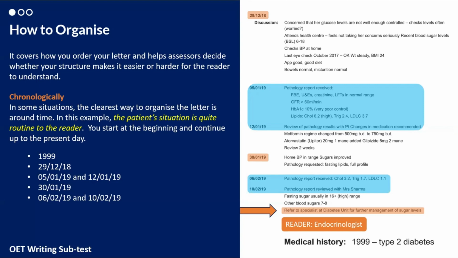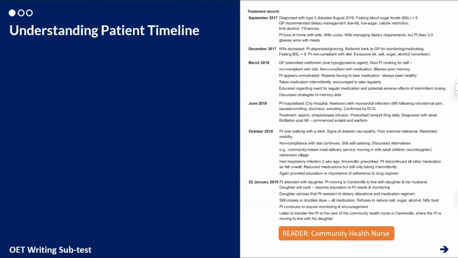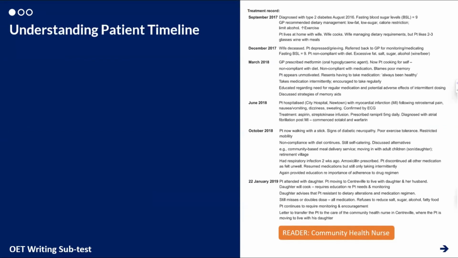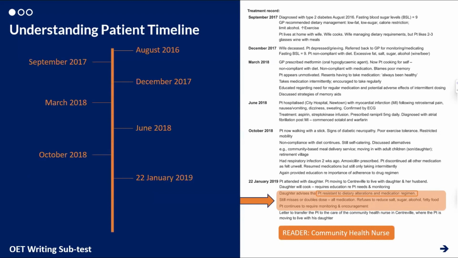Let's look at another patient. Patient number 2 is a non-compliant patient, someone who doesn't follow advice from his medical team. He double doses and misses medications, and he refuses to change his diet regimen. His timeline showed 7 dates, from his diagnosis with NIDDM in 2016 up to the present.